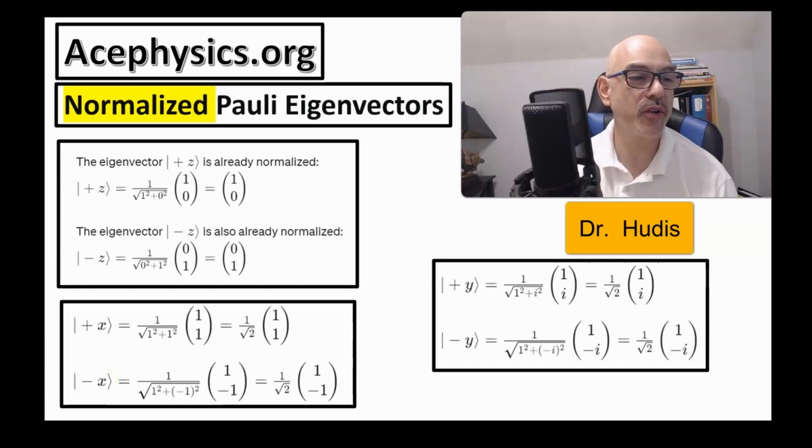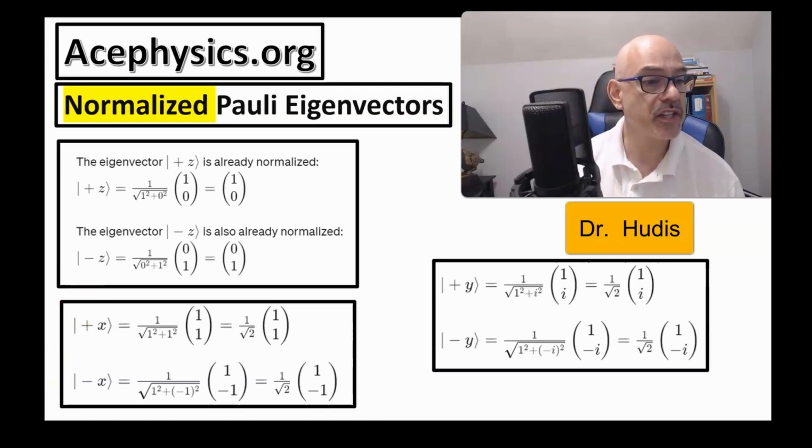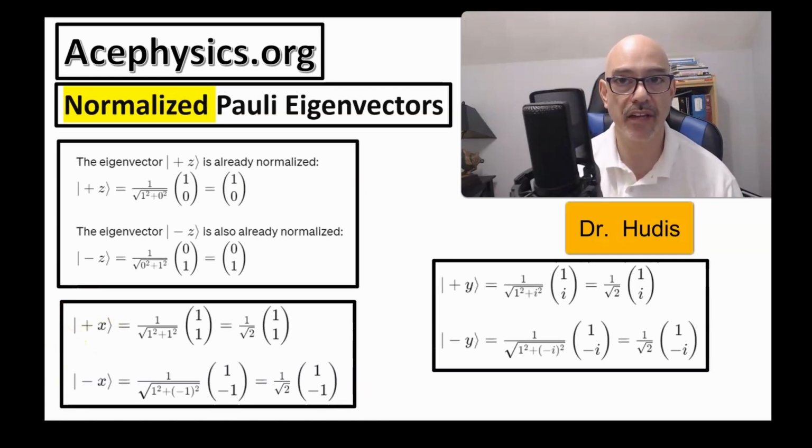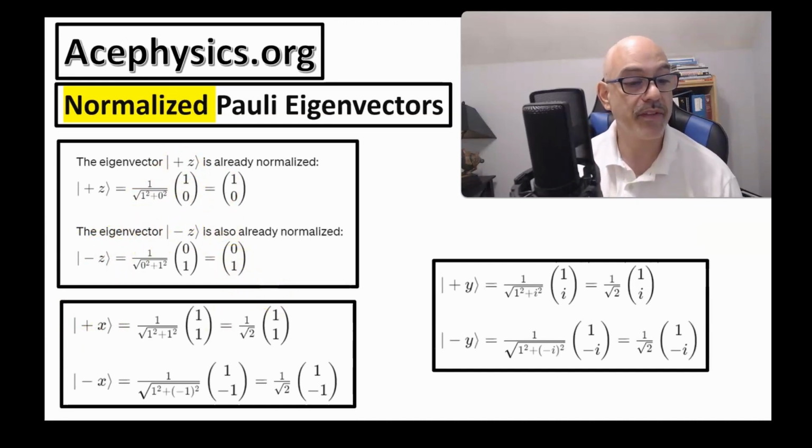On this slide, I'm going to introduce the three sets of normalized Pauli eigenvectors. These are important vectors that you should know. There's the z basis. The z basis has two vectors. Plus z is (1, 0), and minus z is (0, 1). Then we have the x basis, which is 1 over root 2 times (1, 1), and 1 over root 2 times (1, -1). And finally, there's the y basis, which is 1 over root 2 times (1, i), and 1 over root 2 times (1, -i).